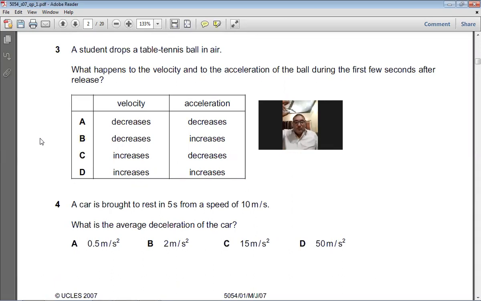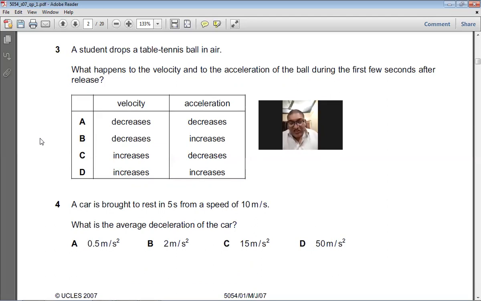So when you drop a ball at the start, because the velocity of the ball is 0, the air resistance acting on the ball is also 0. The downward force acting on the ball is the weight, and so the only force acting on the ball at that moment is its weight. At that time, the acceleration is equal to the acceleration of free fall, and that is 10 meter per second square.